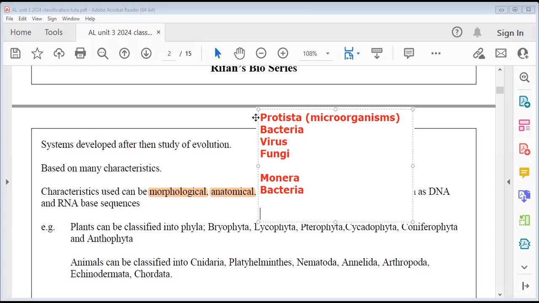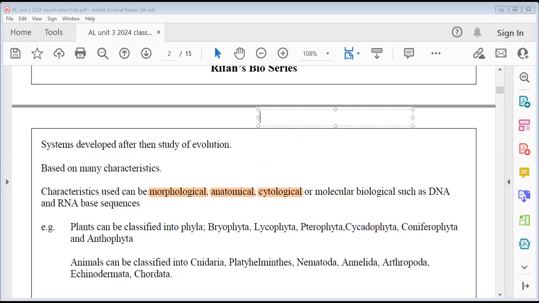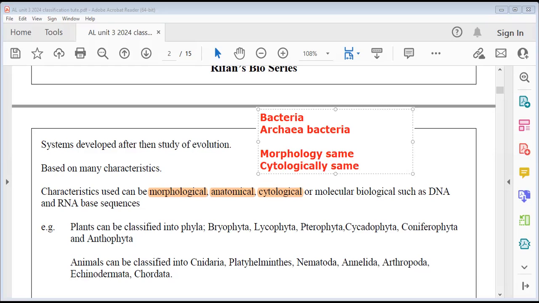So, cytological features. Last one is molecular biological features. We are looking at the DNA sequences, RNA base sequences, and doing the classification. Okay? Before, you would have heard about two words. One is bacteria. The other one is, what is it? Archaebacteria. If you consider their morphology, same. Their anatomy is a single cell, so there's nothing called anatomy there. Cytologically also, what is it? Same.